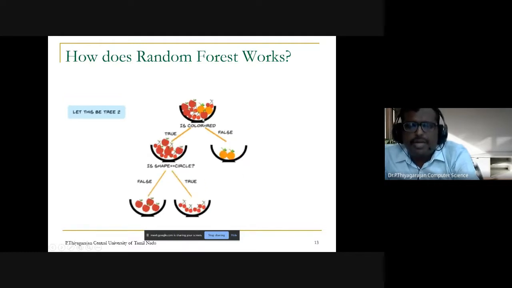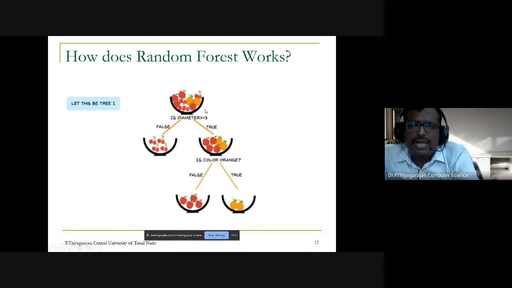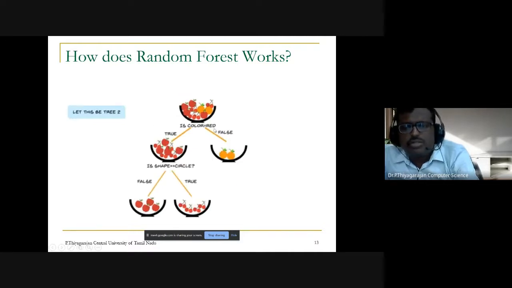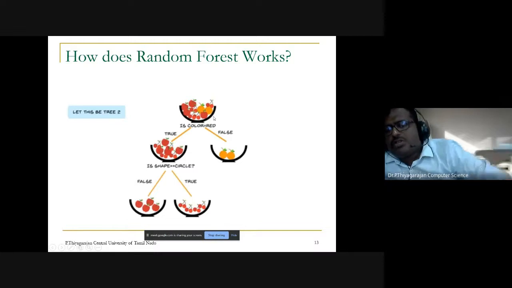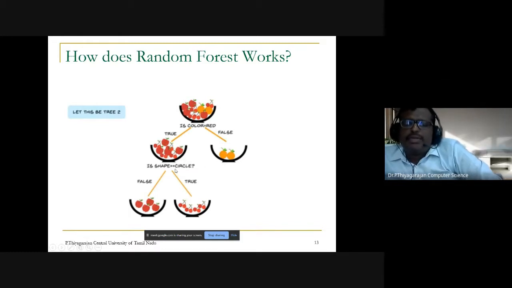The same problem can also be divided differently; now we filtered with diameter first instead of color. You can always use color as a first parameter. If you choose color as the first parameter, and the color is red, then we will put cherries and apple in one basket, and if the color red is false, we'll put oranges in another basket. Again, you can split the cherry and apple with respect to the shape. If it is a circle, you will put it in one basket. If it is not a circle, you will put it in another basket. So this is the second tree. This is the first tree. This is the second tree.